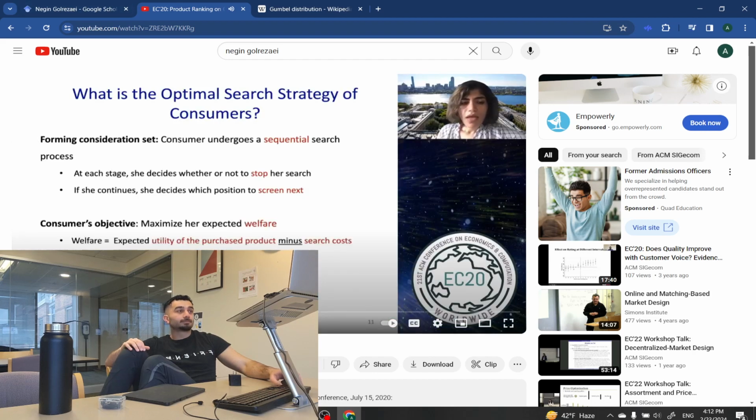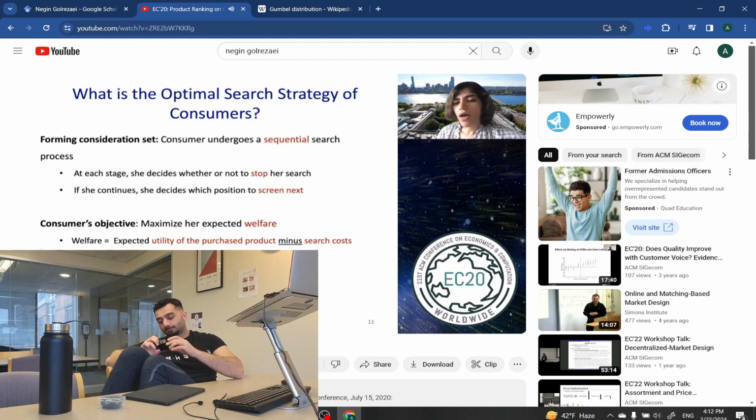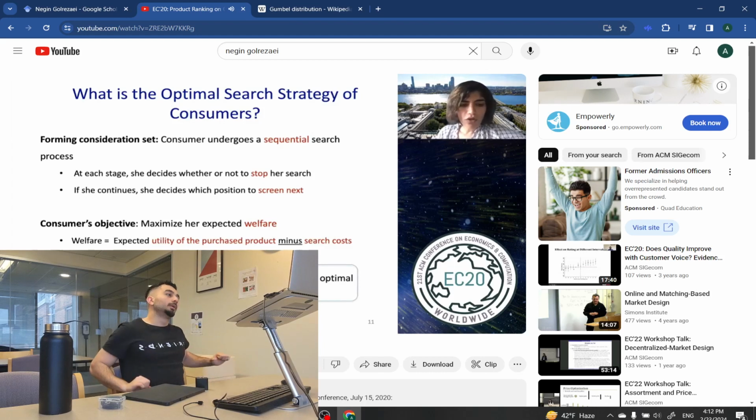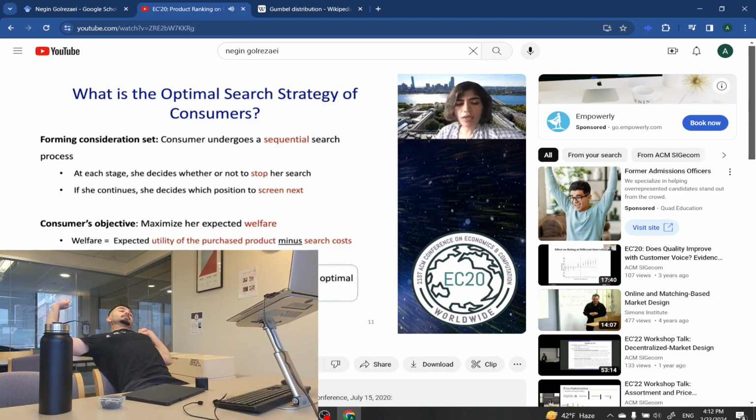The objective function of the consumer is going to be maximizing her expected welfare, where her welfare is the expected utility of the purchased product minus all the search costs that the consumer needs to pay in order to screen the different products. Note that this utility is the final realized utility. Because of that, when the consumer needs to decide how to conduct her search, she also needs to consider the second stage where the idiosyncratic part of the utility will be realized. So here's our main theorem for this part of the result. We show that the consumer optimal search policy is a simple index-based policy that I'm going to describe.